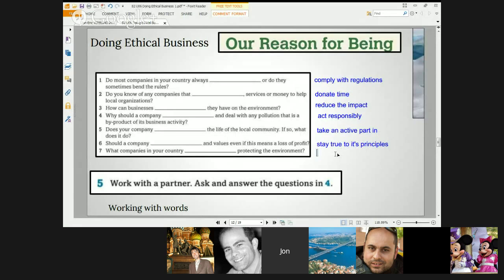And then number 7. What's the verb in 7? What company in your country shares a strong commitment to... Share a strong commitment. Right. Commitment to protecting the environment. There we go. Very good. So those are some very good key expressions that you should use actively in the rest of the unit. Okay? So don't forget them. I'll remind you as well.